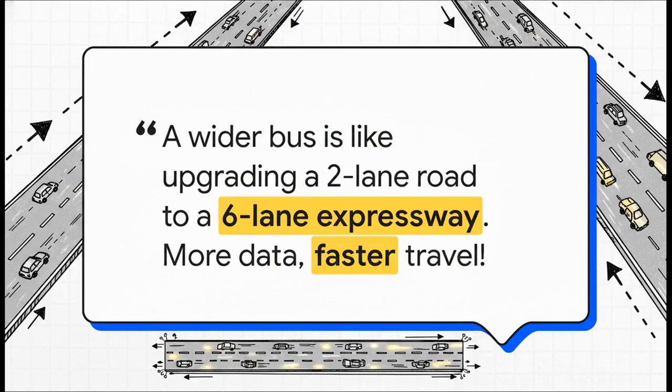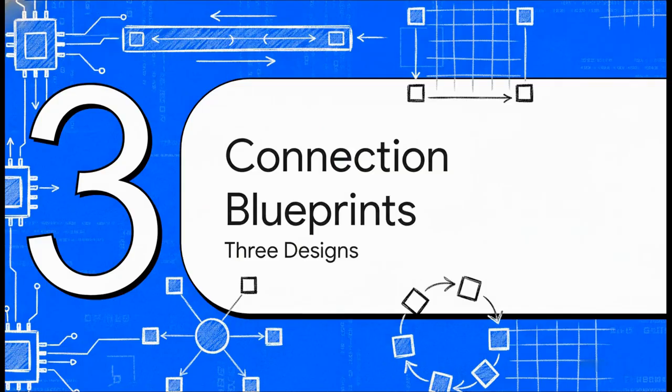You get more data moving at the same time, which means everything just gets faster. All right, so we get the idea of the bus, this digital highway. But how are these things actually designed? How are they laid out? Well, it turns out there's more than one way to build a road system. Let's check out 3 of the big architectural designs.